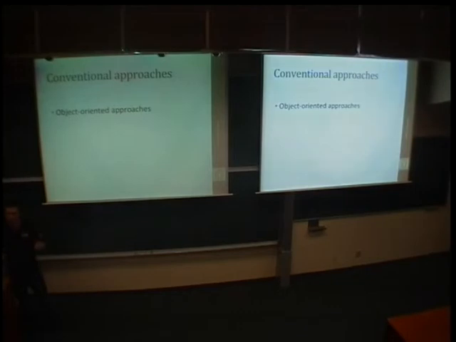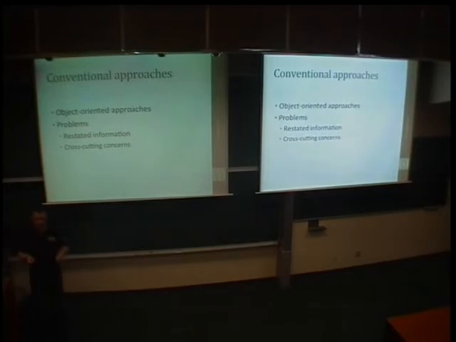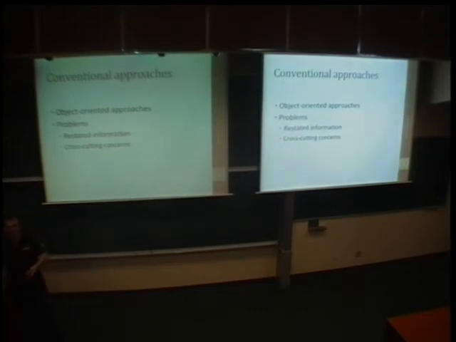So what do we need to carry on? The object-oriented approach has problems with restated information. It has problems with cross-cutting concerns. Basically, it doesn't know how to solve them. It can solve two cross-cutting concerns, but it cannot solve multiple concerns. I will later show you an image that nicely visualizes it. So these two things are the points we try to solve.